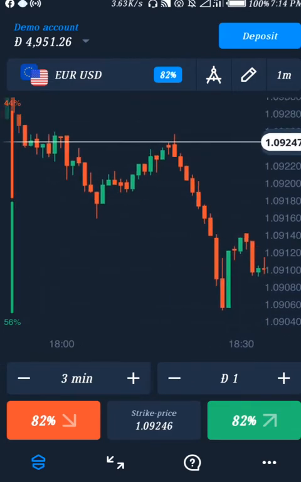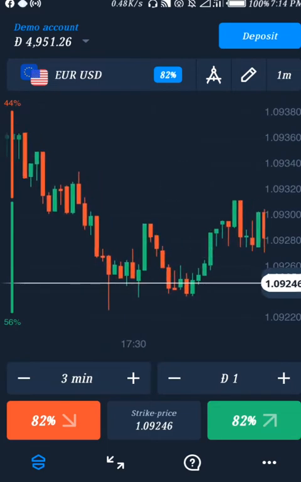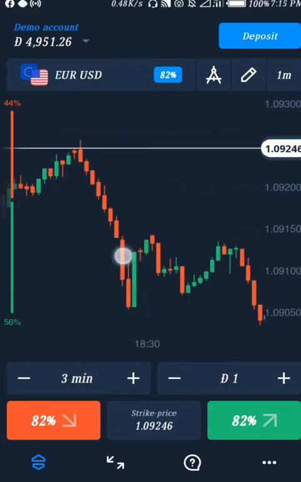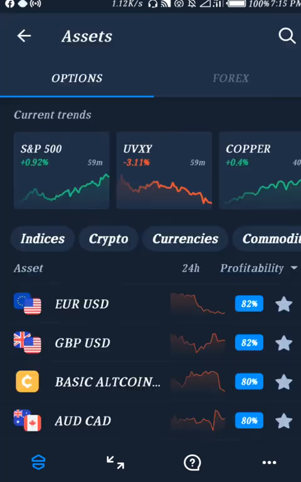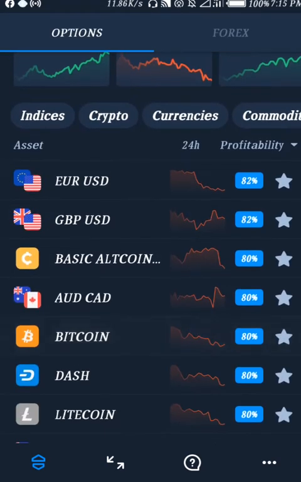Right now I will tell you that the major trend here is a downtrend, but I'm going to show you how you can easily identify trends. I'm going to teach you how to identify trends shortly. But if you want to find other currency pairs, you just come here and you'll find them right here.